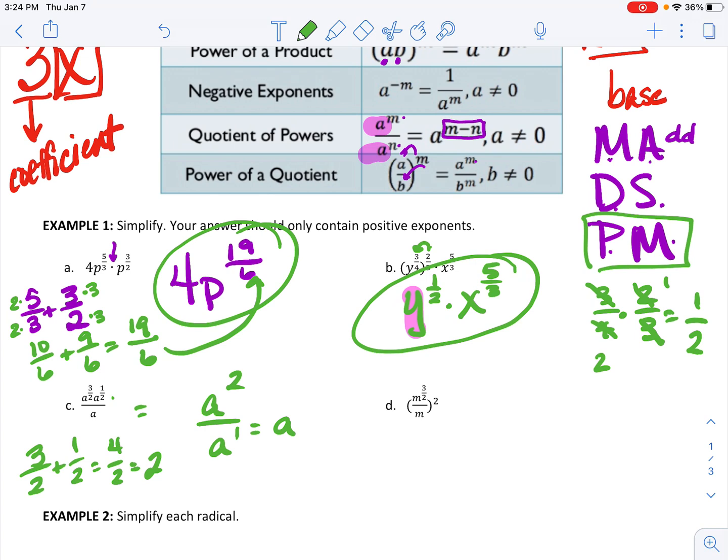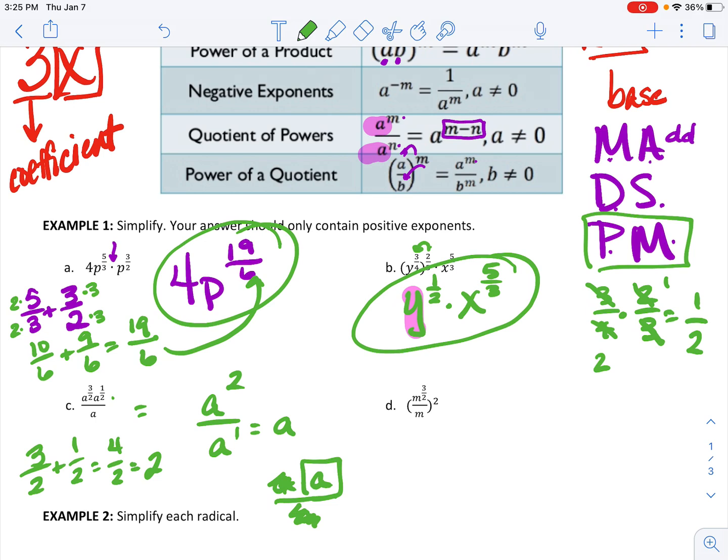Another way to look at this, if I were to expand this, a squared is the same thing as a times a, and a to the 1 at the bottom. If I cross cancel, we are left with just a single a at the top.